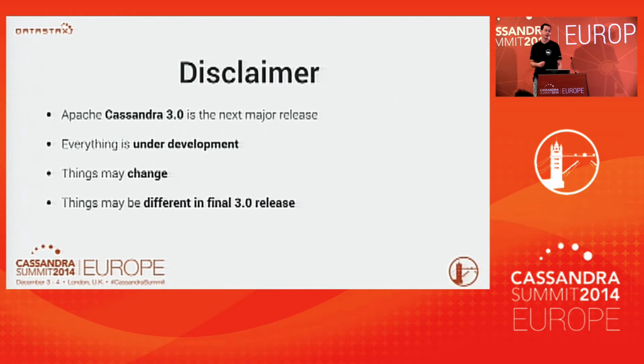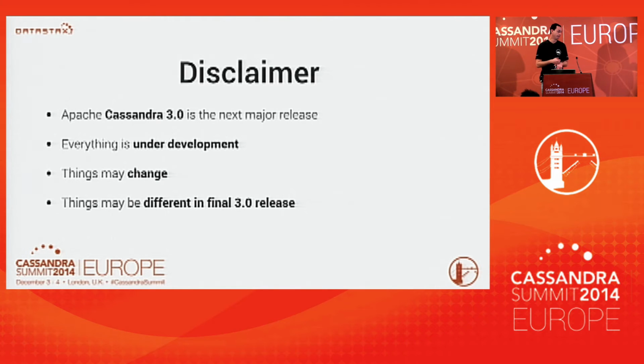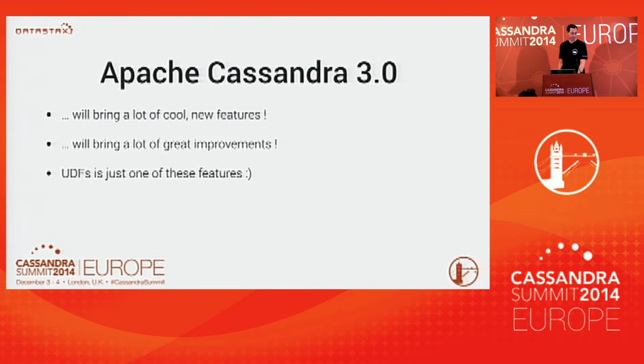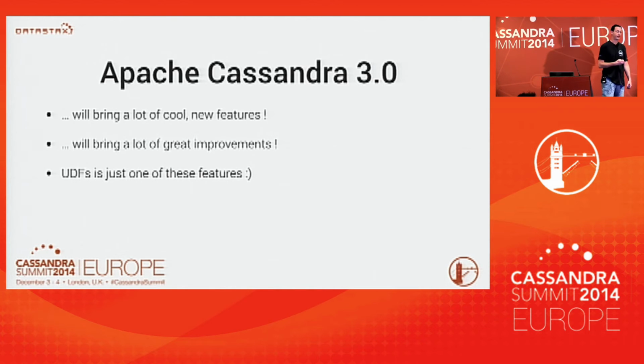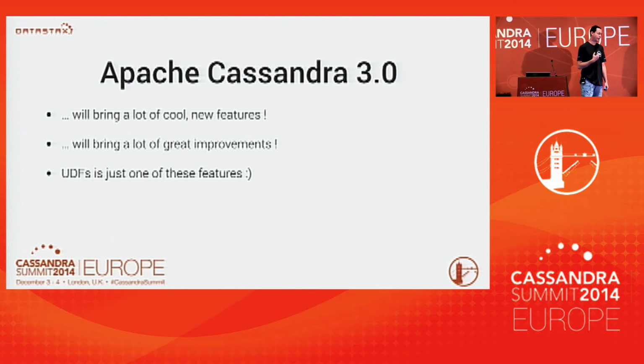Cassandra 3.0 is brand new and actively developed. So everything is under development. Everything may change, so please don't blame me for anything I tell you now. It might be changed. Cassandra 3.0 will bring a lot of new features, as Jonathan already told today. A lot of new, great improvements, and user-defined functions is just one of them.